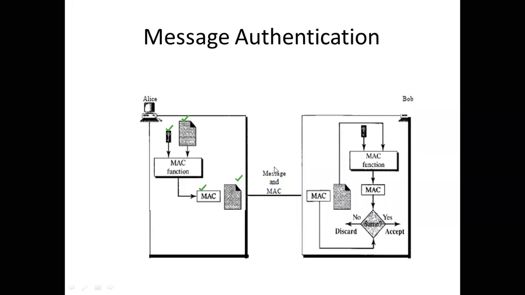So you all can see what is going to the receiver: the original message as well as the MAC, the message authentication code. Now when it goes to the receiver, the method is again the same. The receiver, that is Bob, will take the original message, apply the symmetric key, also apply the MAC function, and generate the MAC.